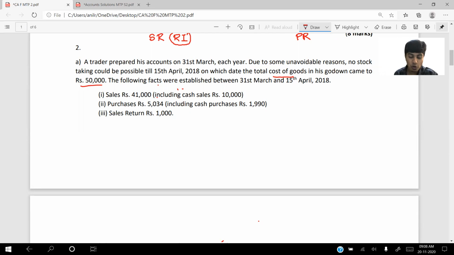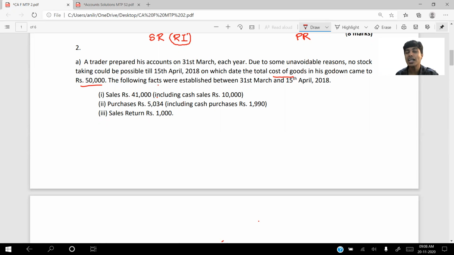The following facts were established between 31st March and 15th April. So following things have happened. We'll reverse them. Don't worry. Sales of rupees 41,000 includes cash sales 10,000. Does it make a difference? It doesn't really matter whether it is cash sales or credit sales. Sales is sales. What do we do with respect to sales?